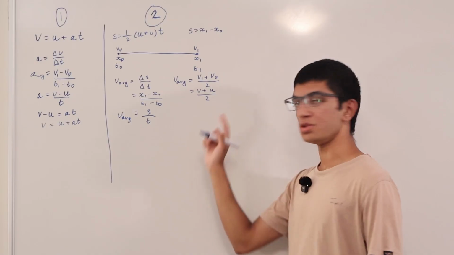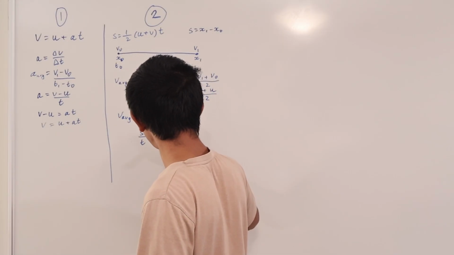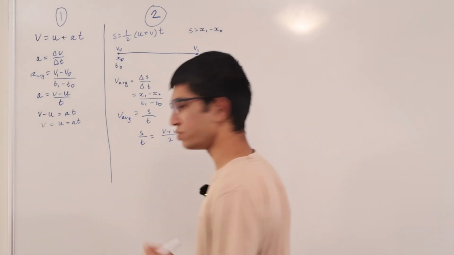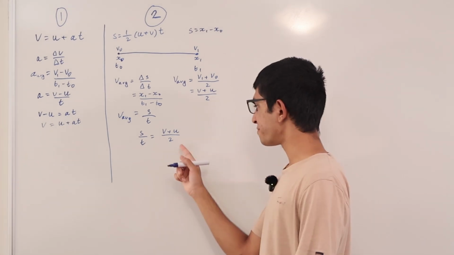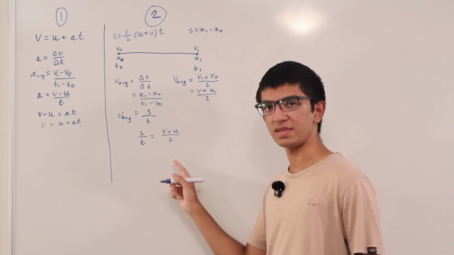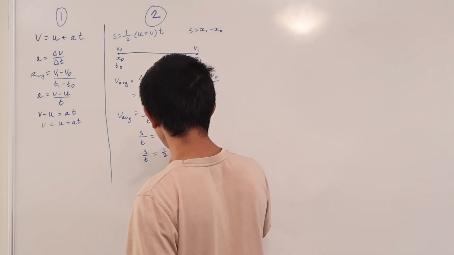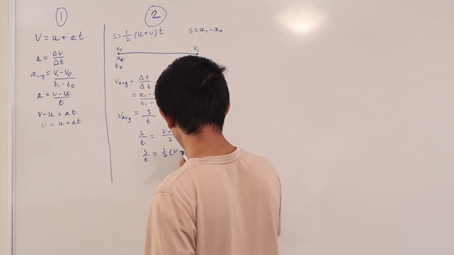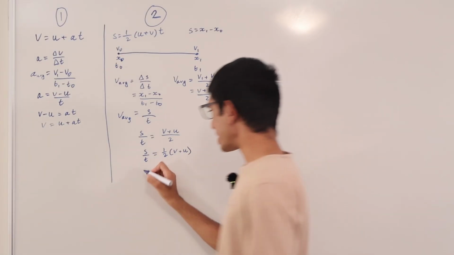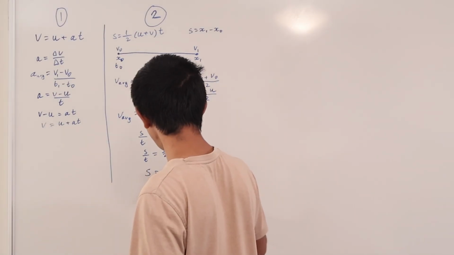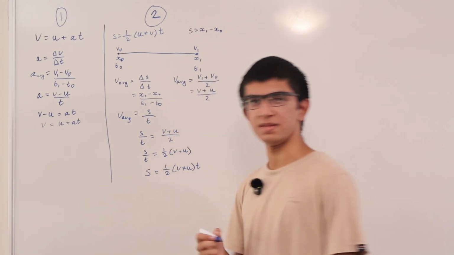So I can let these two equate to each other, and we get s on t is equal to v plus u over 2. We can multiply both sides by t, first, let's factor out the half from the right side of the equation. So we get s on t is equal to a half times v plus u. Here we can multiply both sides by t, and we get s is equal to a half times v plus u times t.